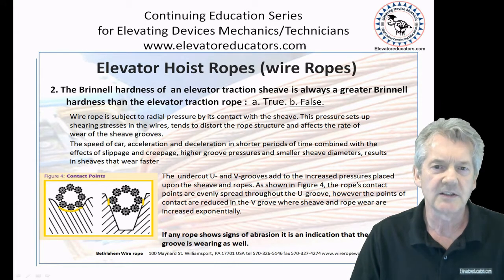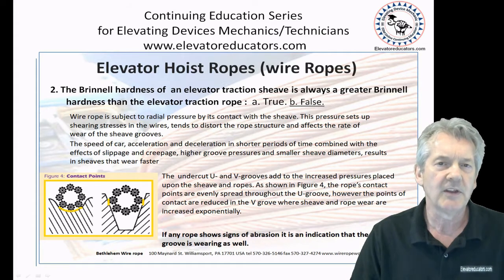Wire rope is subject to radial pressures by its contact with the sheave. The pressures set up shearing stresses in the wires, tend to distort the rope structure, and affect the rate of wear of the sheave grooves. The speed of the car, acceleration and deceleration in shorter periods of time, combined with the effects of slippage and creepage, higher groove pressures, and smaller sheave diameters result in sheave wear that is faster.